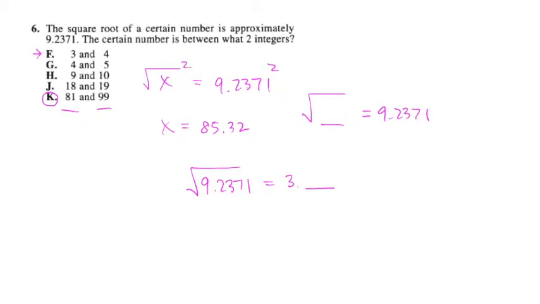It's saying that the square root of a certain number gives you 9.2371, which means it's going to be greater than 81 because the square root of 81 is 9, and it's going to be less than 100 because the square root of 100 is 10. The square root is in between 9 and 10, meaning the number itself has to be between 81 and 100.